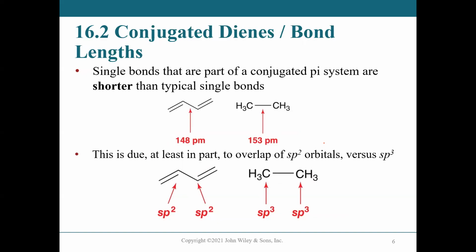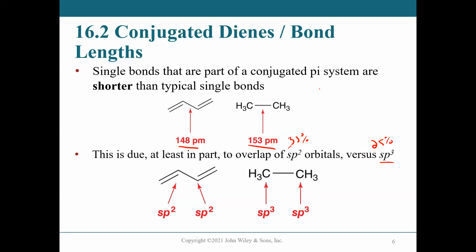So note right here, single bonds that are part of a conjugated pi system are shorter, 148 picometers versus 153. So that's a difference of 5 picometers. And they say that this is due to the overlap of the sp2 orbitals. Remember, as sp3, there's only a 25% s character. This is about 33%. So the more s you become, the shorter the bond is.